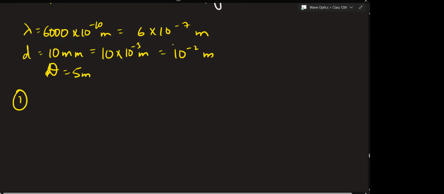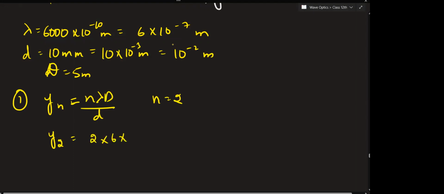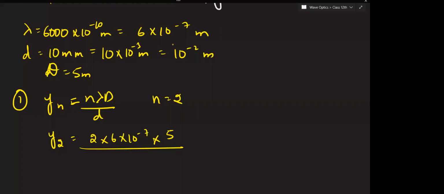So for the first part, for bright fringe, we have this equation n lambda capital D by small d, and n is 2. So y2 will become 2 into 6 into 10 to the power minus 7 into 5 by 10 to the power minus 2. So that is 6 into 10 to the power minus 4 meters. This is for the bright fringe.